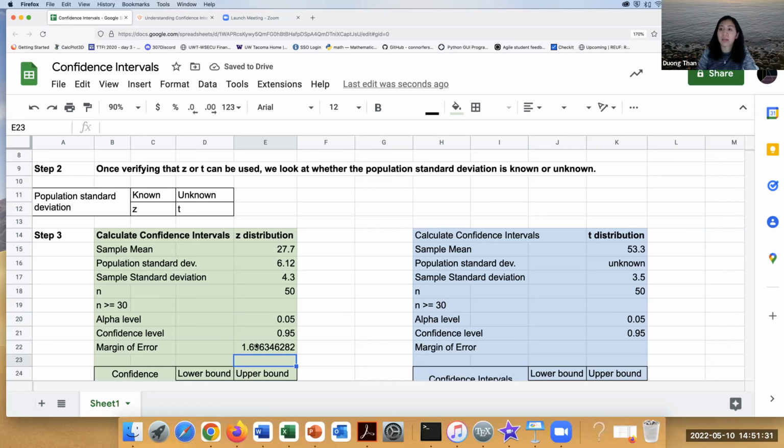So the margin of error is the maximum distance from the mean to the lower bound or upper bound of the confidence interval.